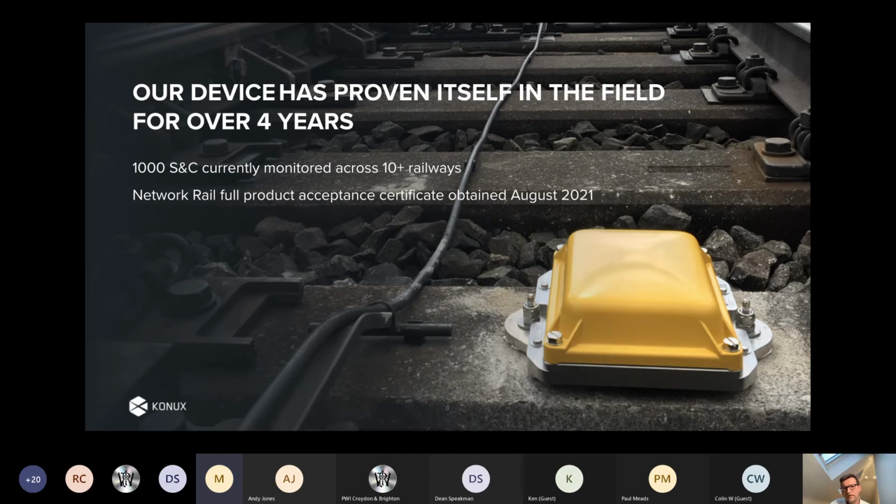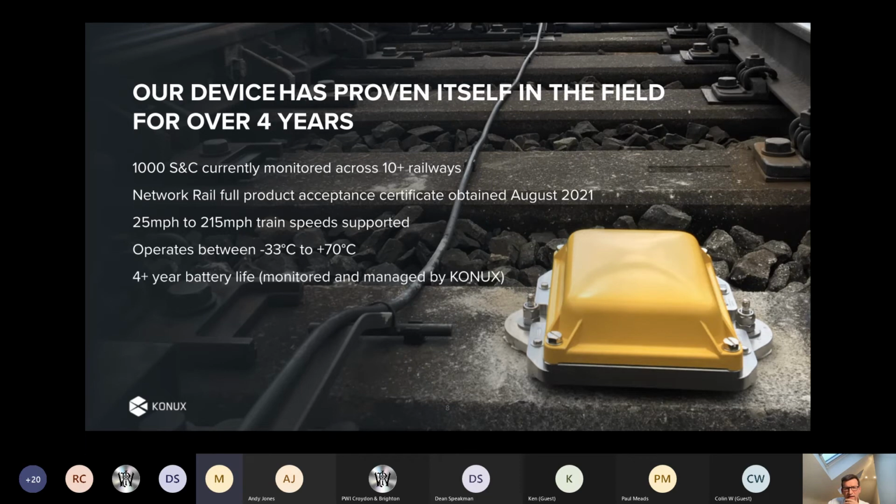There's 2 methods of fixing the device. For concrete sleepers, we've got an adhesive solution. For timbers, it's a bolted solution. But we have got product acceptance for both of those. So it obviously depends on the layout, or how we fix the device down. We can go down to 25 miles an hour and up to 215 miles an hour. So a good speed range. Below 25 miles an hour, we tend to see the signature that you get off the trains isn't as good, because obviously the acceleration isn't as high. So that's why we try not to go below 25 miles an hour with our installations. And it can operate in any temperature that you would see in the UK.